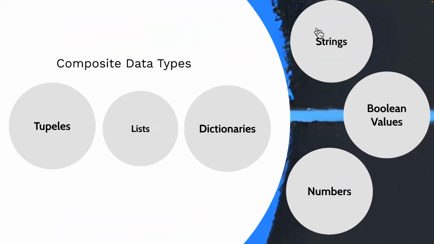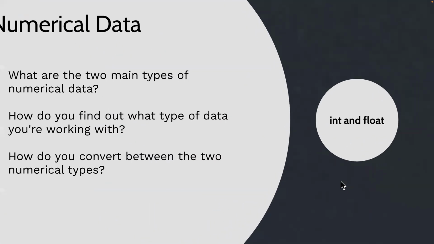Okay, now we've talked about Booleans. They're either true or false. We should know this already, right? Pretty easy. Let's talk about numbers. Just like JavaScript, we had numbers, so we're going to have numbers in Python. Numerical data.